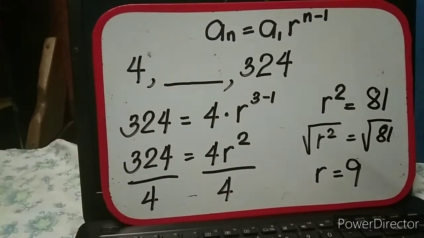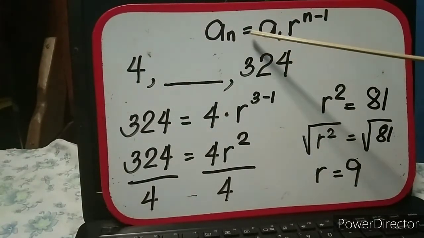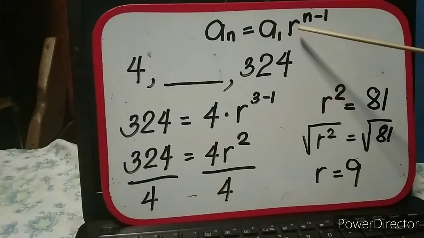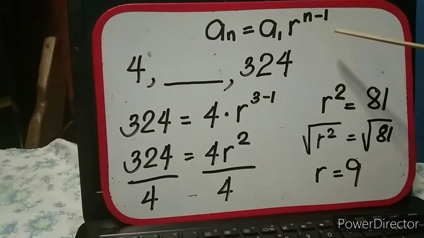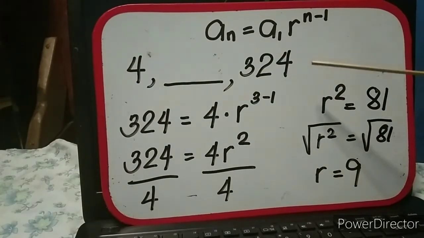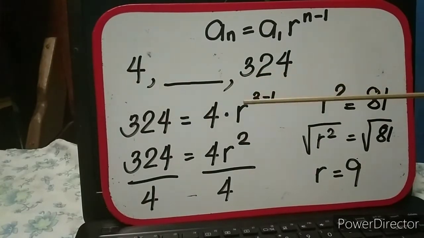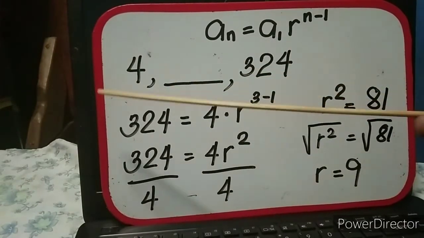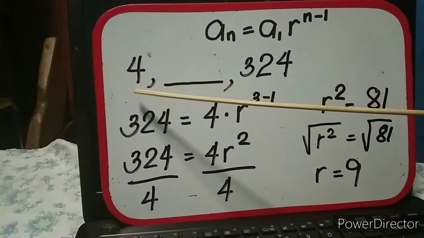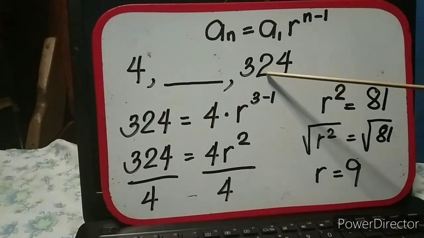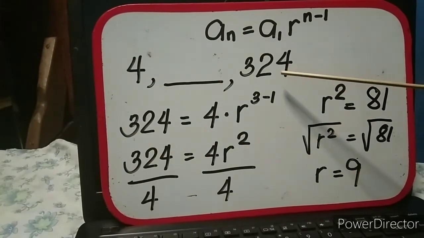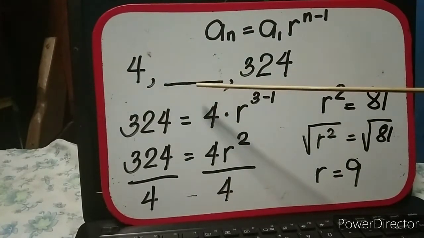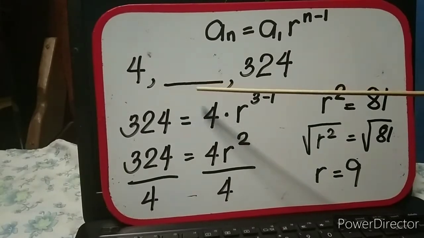We can also use the formula a sub n is equal to a sub 1 r raised to n minus 1 in finding the geometric mean, or in finding the terms between terms. For example, we have 4 as the first term and 324 as the last term, and we are tasked to insert one geometric mean in between.